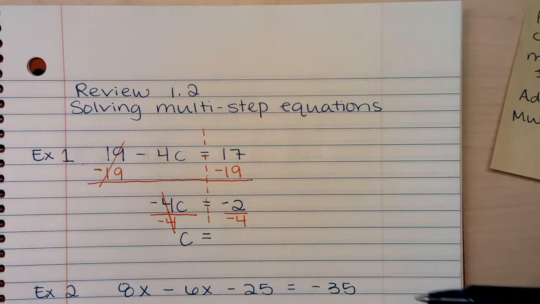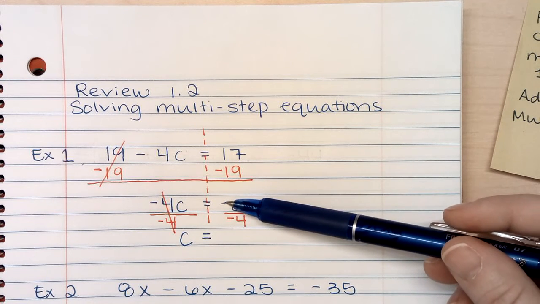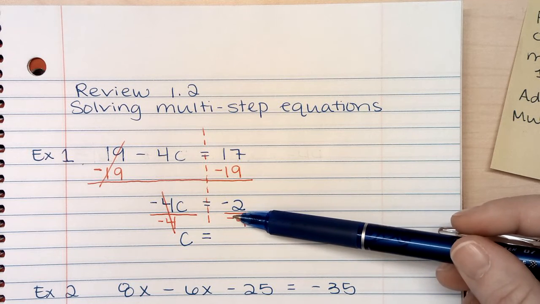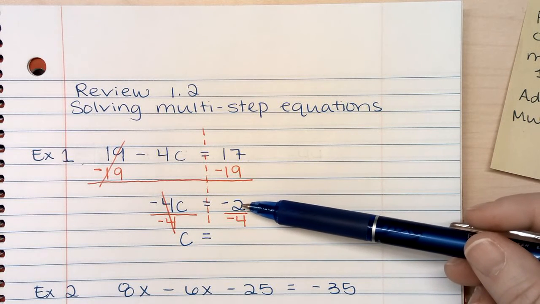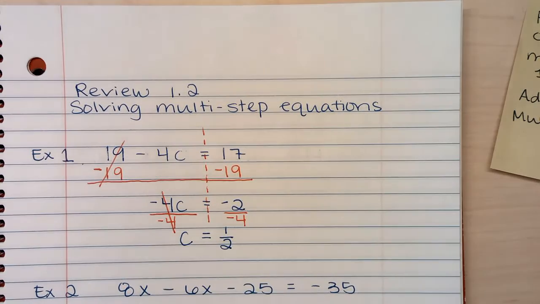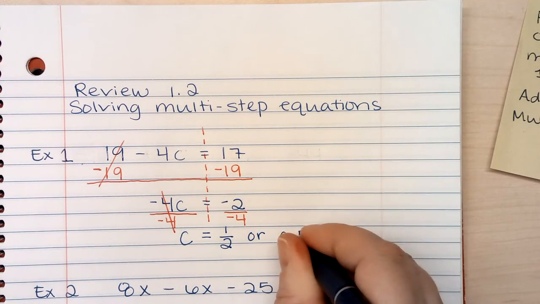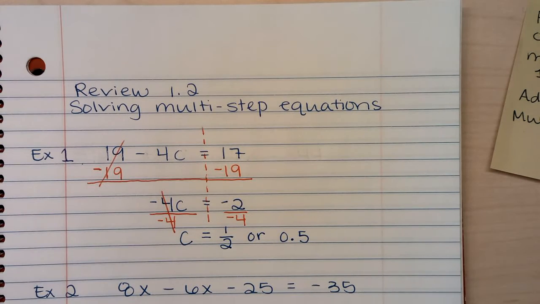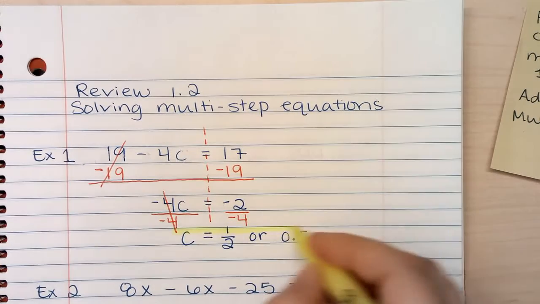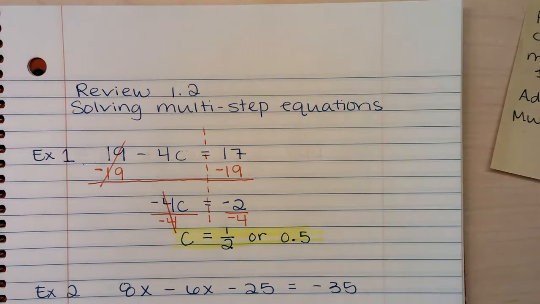You could definitely put that in your calculator. You'll get a decimal. I know that a negative divided by a negative is a positive. And I know that 2 over 4 is actually 1/2 if I reduce the fraction, or 0.5, which is what you'd get if you put it in the calculator. And either one of those is a good answer. Okay. Next example.